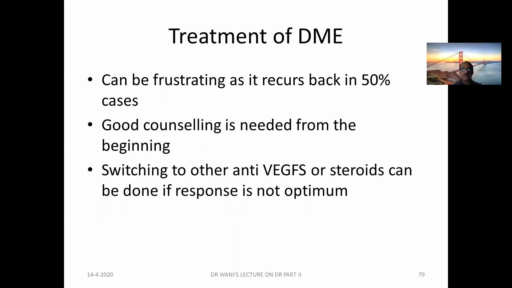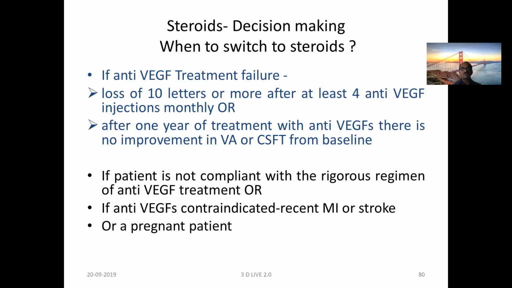Now, treatment of DME, you have to be very careful. It can be frustrating. It recurs in 50% of the cases. Good counseling is needed from the beginning. Switching to other anti-VEGFs or steroids can be done if the response is not optimal. So when do you switch to steroids? If anti-VEGF treatment is a failure, what is it? Loss of 10 letters or more after at least 4 anti-VEGF injections, or after 1 year of treatment with anti-VEGF there is no improvement at all in visual acuity or OCT. Or the patient is not compliant with treatment because he cannot come every month. Or sometimes if there is a recent MI or stroke, they are not eligible to receive anti-VEGFs.